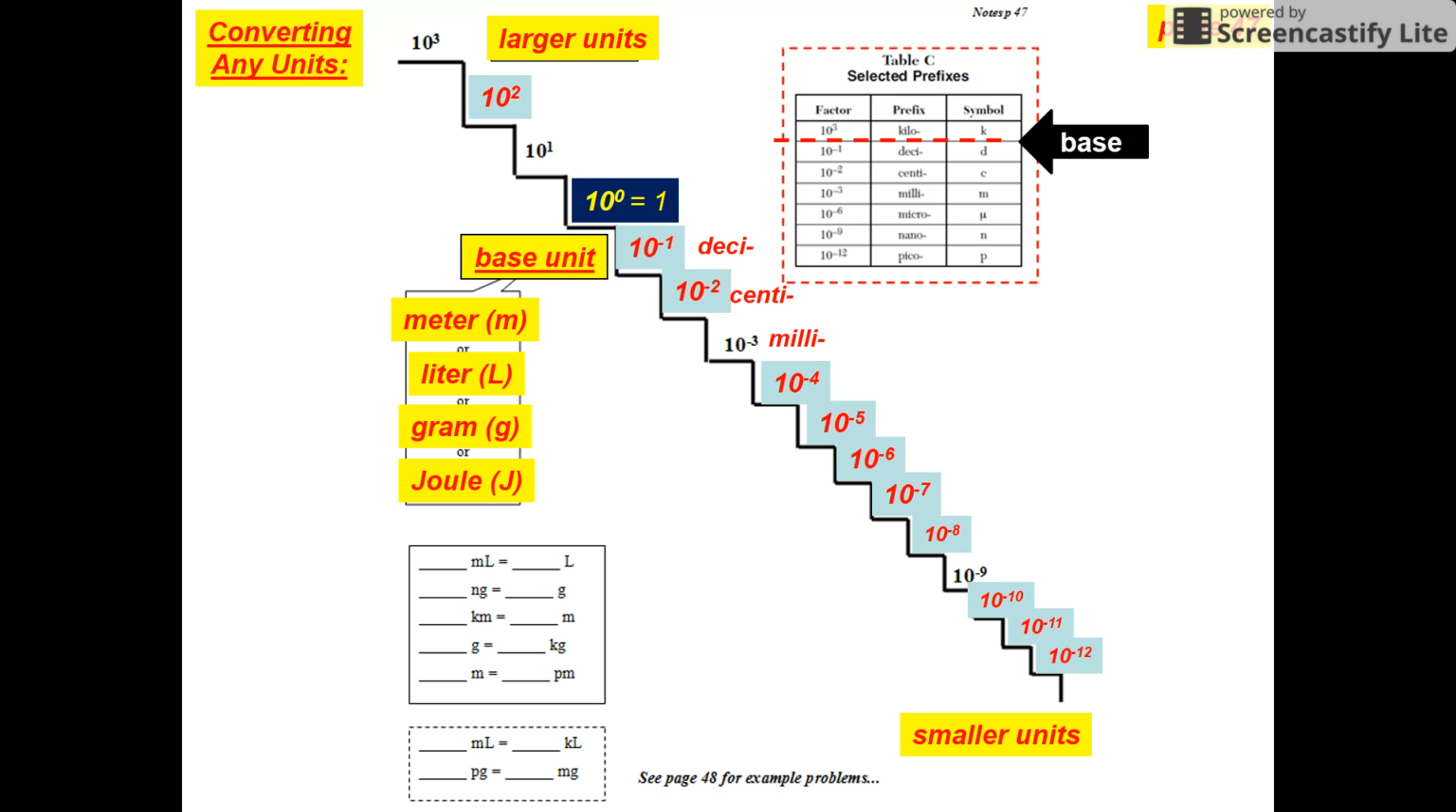10 to the minus third is milli. Okay? 10 to the minus 6th is micro. 10 to the minus 9th is nano. 10 to the minus 12th is pico. Where did I get these terms? They come right from table C.